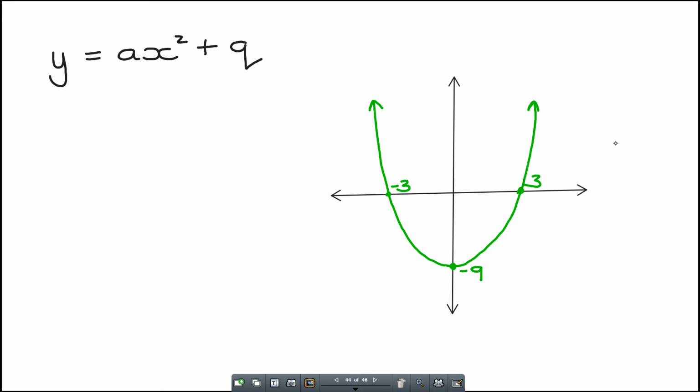Right, so first things first, get the value of q, and how much is it? Minus 9. Then the second step is to substitute in a coordinate. I actually gave you 2 here, so you could either have used that one or this one. You are going to get exactly the same answer. I'm just plain lazy, so I'm going to use the positive one, where x is positive 3 and y is 0.